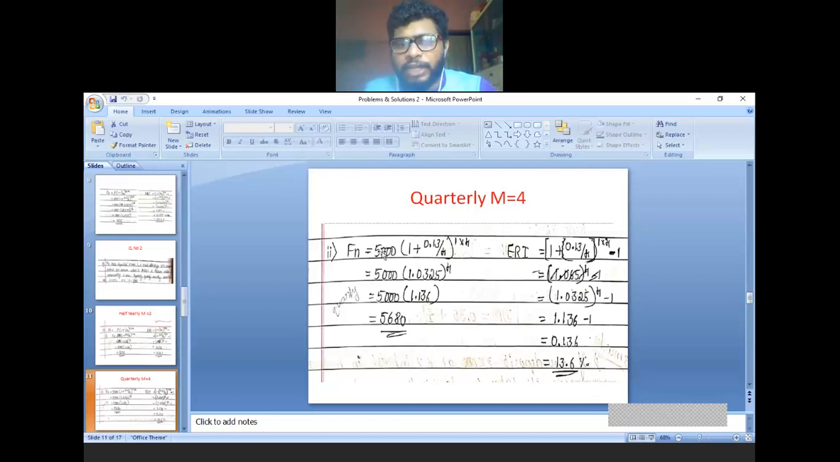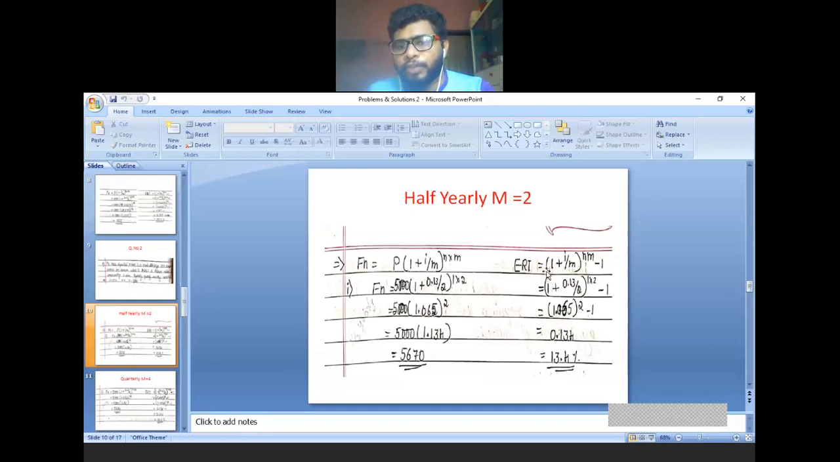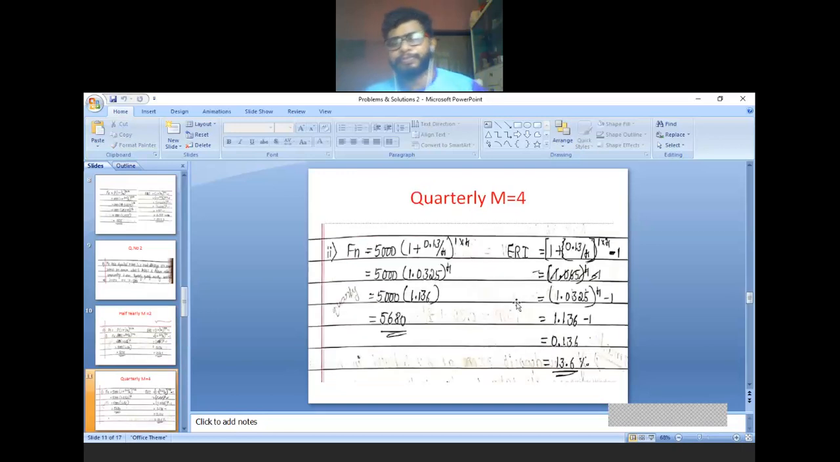Try to understand the difference. For FN calculation, present value we are using. For ERI calculation, present value is immaterial. We are not using P. We are not using P in the ERI formula. So if you substitute, you will get the answer.